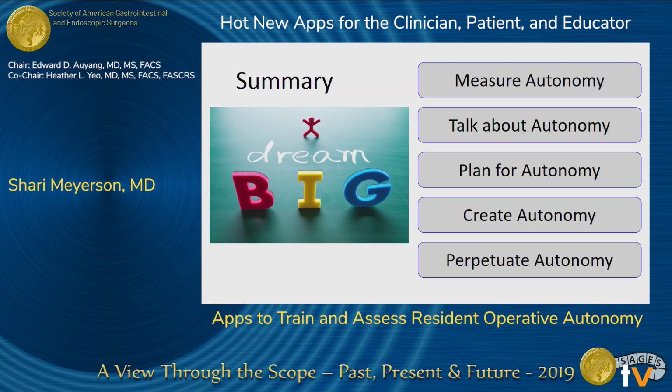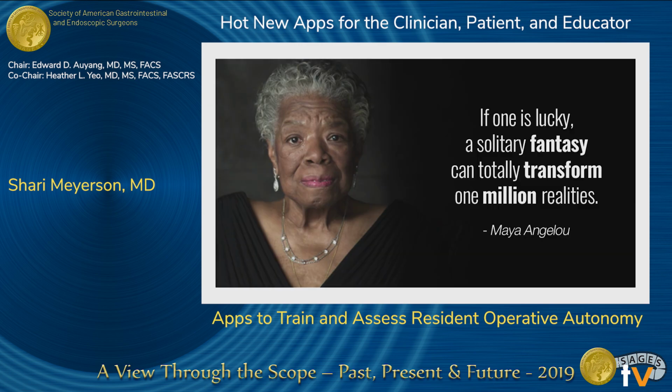So, summary of what I've talked about. The apps are many that can do this. There's a couple that are specifically designed for it, but the key is really to measure what you're giving, talk about it, plan for it, create it, and then use that feedback to perpetuate it. And hopefully if we do that, we can create this dream of autonomy throughout all of our programs.